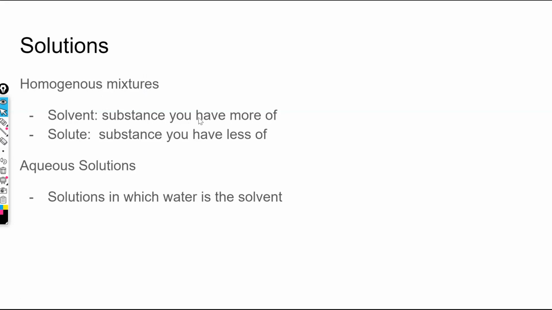And remember, we have the solvent, which is the substance we have more of in that homogeneous mixture, and the solute, which is the substance we have less of. And then we also have aqueous solutions. We talked about aqueous things a couple chapters ago. Remember, anything that's aqueous, like if I say NaCl as an aqueous state, remember, that means it's in water. Okay, so water is the solvent now. So now you know a little bit more about why we call things aqueous.